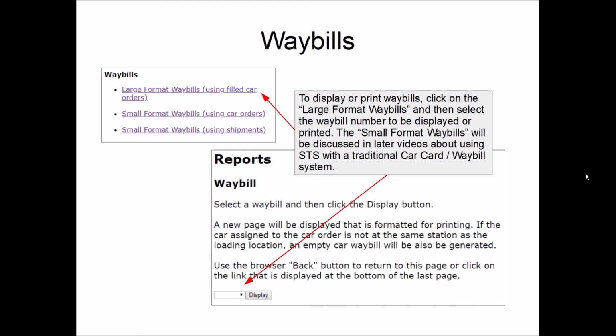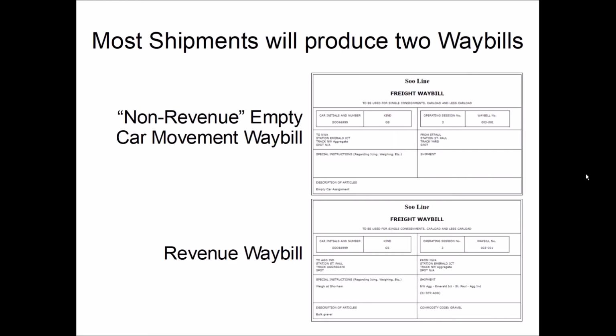Once we have our car orders filled, now we can display waybills. And you can either print these if you want to use paper, or you can just use the online format for them. Here we see a typical waybill. Now, when a shipment is filled, you'll typically get two waybills for it. The first will be a non-revenue empty car waybill, and that will route the empty car from its location to the place where it is to be loaded. Once it's loaded, the second waybill comes into play, and that's the revenue waybill that routes the car from wherever it was loaded to where it's going to be unloaded, to its ultimate destination.